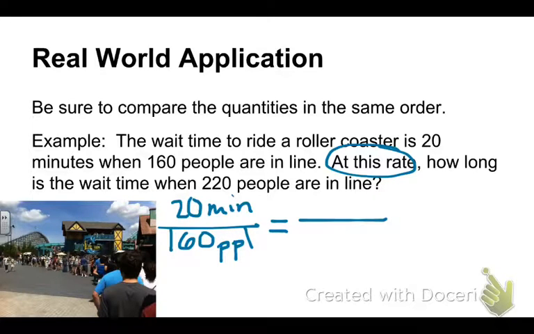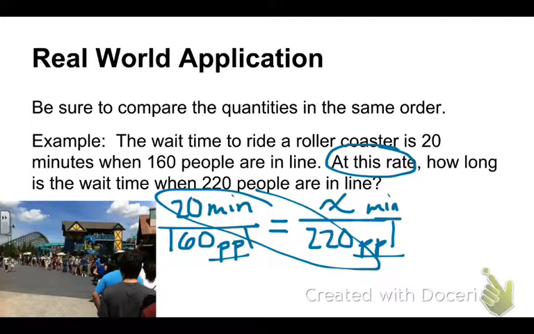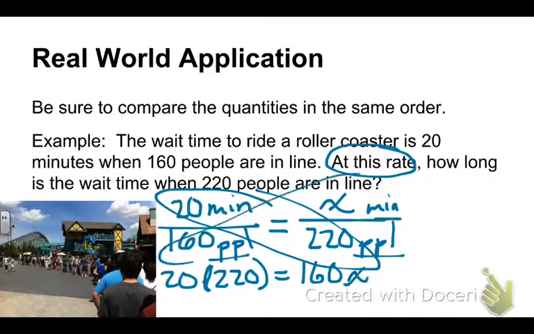Where's the 220 going to go? Is it going to go in the numerator or in the denominator? You need to match things up. So if it's people, it's going to go on the bottom because we're matching our people with people. And then we want to know how many minutes. That's our variable there. So if we multiply, 20 times 220 is equal to 160x, there's our cross multiplying.